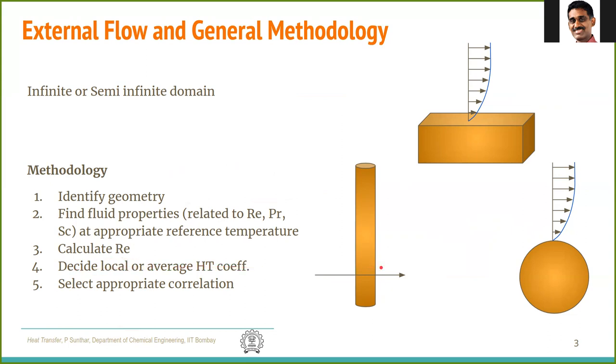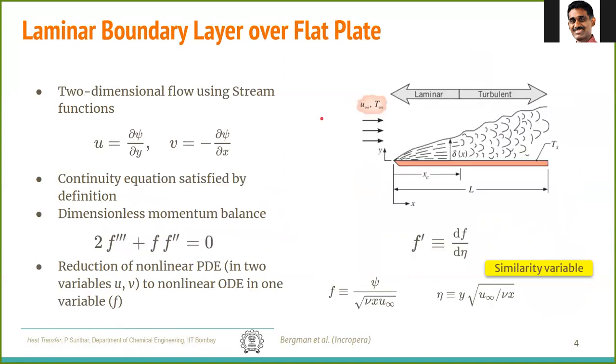So there are different correlations for laminar and turbulent regimes. Then we have to find out whether we need a local heat transfer coefficient or an average heat transfer coefficient over the entire surface area. After this is done, we just select the appropriate correlation for the Nusselt number, evaluate it at these particular values, and then obtain the heat transfer coefficient. For flow over a flat plate, we'll first consider the laminar boundary layer. Recall that when you have a flow over a flat plate, in the initial regions the flow in the boundary layer is laminar. Later, the boundary layer goes to a transition regime, and then finally, the boundary layer becomes turbulent.